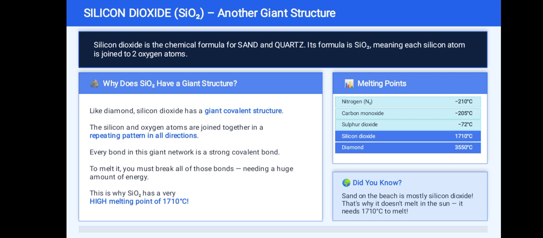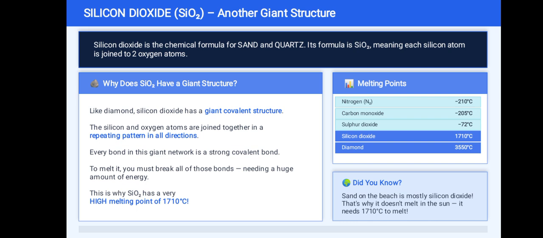Now the turn is silicon dioxide. Diamond is not the only giant covalent structure. Another excellent example is silicon dioxide, SiO2. You know silicon dioxide very well. It is the main component of sand and quartz crystals. Silicon dioxide has a giant covalent structure very similar to diamond. Silicon atoms and oxygen atoms are joined together by strong covalent bonds in a repeating three-dimensional pattern. The pattern extends in all directions, just like in diamond.